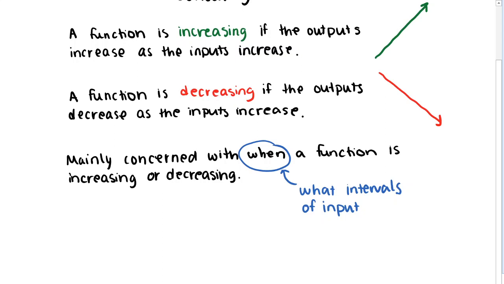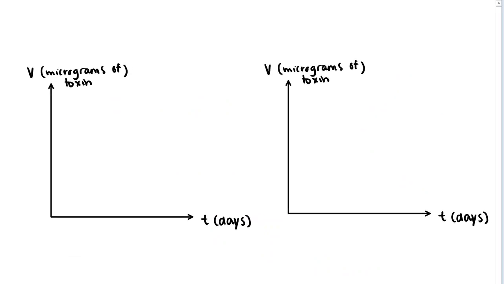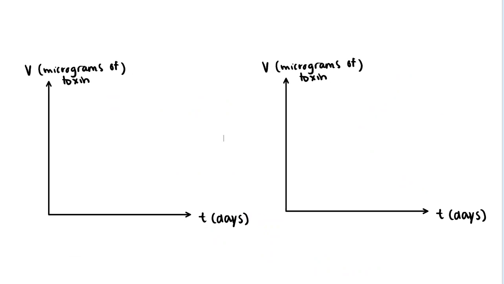So I'd like to talk about another behavior and give it a little bit of attention for functions. This behavior is called concavity. Here, let me sketch two examples to illustrate this idea. Let's say we're looking at a lake and there's some toxic algae in the lake. As the days go on, the amount of toxins produced by this toxic algae is going up. So maybe here I've got one graph of the amount of toxins produced by that toxic algae in the lake.